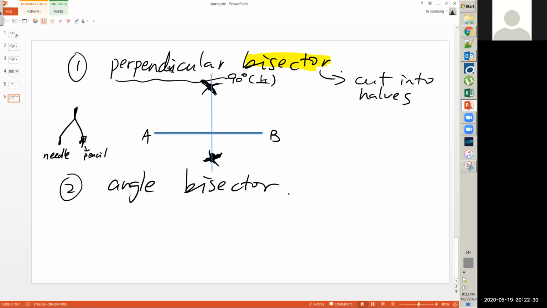And I think I'm going to answer your question. Okay, so listen first. Once you connect these two lines already, you end up with this line. So this line is a perpendicular bisector of AB. What it means here is this is a 90 degree.